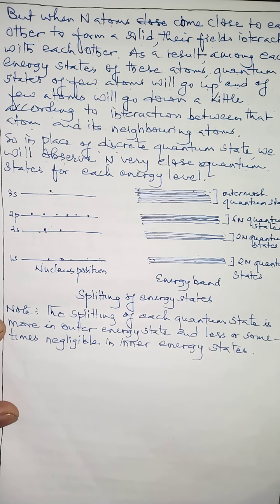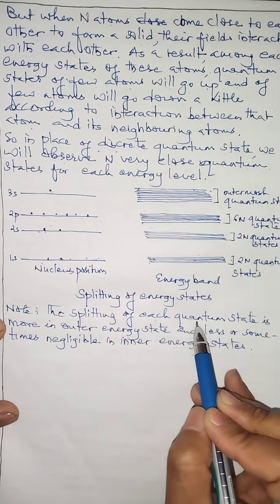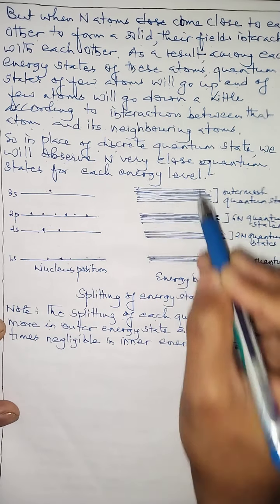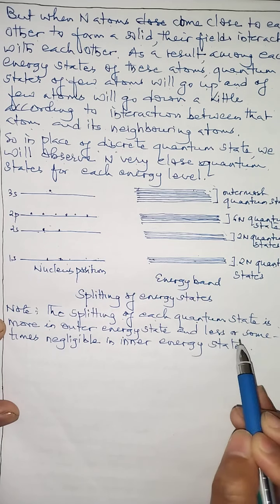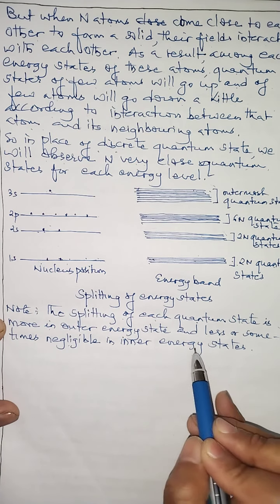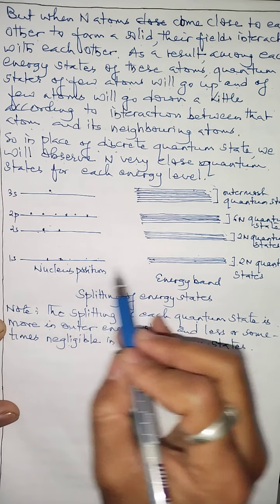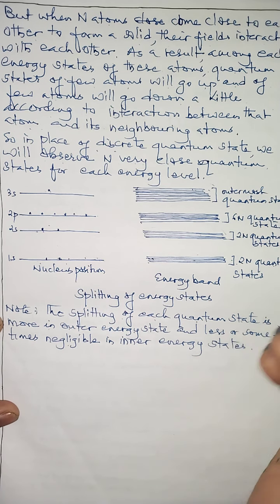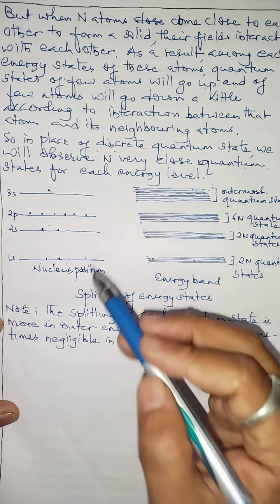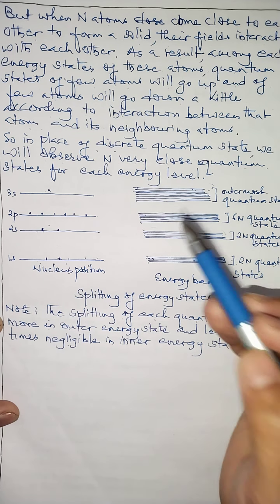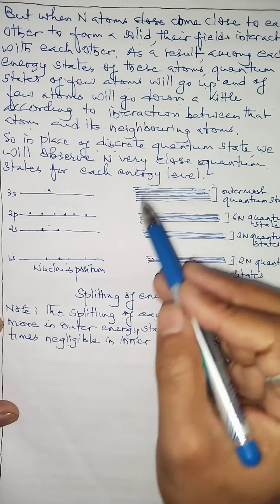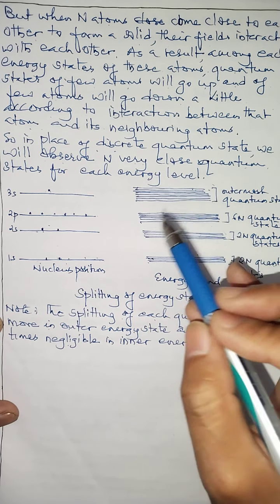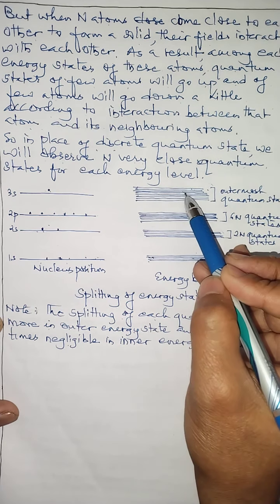But one point you need to keep in mind: the splitting of each quantum state is more in the outer energy state, and less or sometimes negligible in the inner energy state. Because in the inner state, interaction becomes very less between the electron and the nucleus, whereas interaction is maximum in the outer state. So more energy band modification occurs in the outermost state compared to the innermost state.